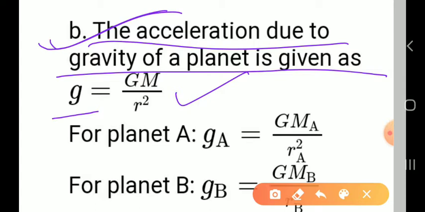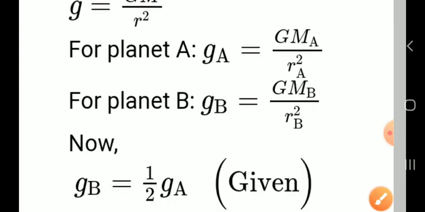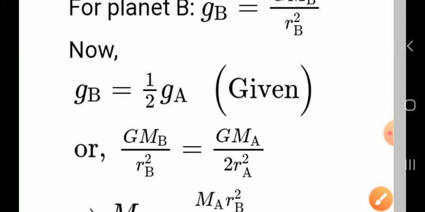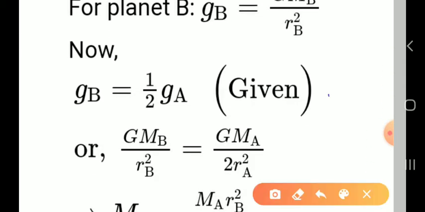So for planet A, it will be ga is equal to GMa upon r square A. That means it is for planet A. Now come to the second point. This is for planet B. gb is equal to GMb upon r square B. Now here what is given, children? That gb is equal to half ga, that is given here.